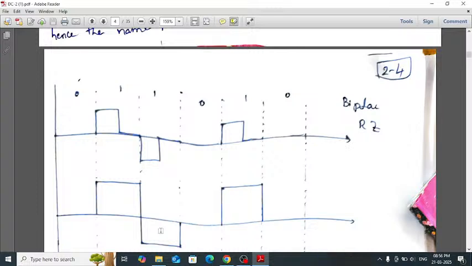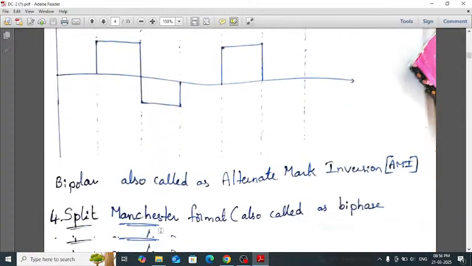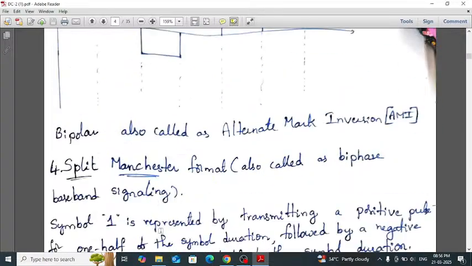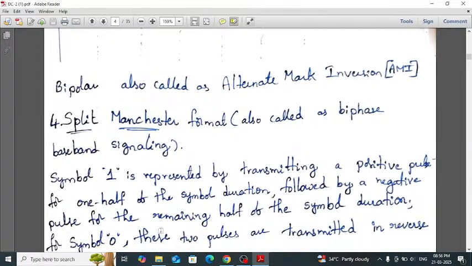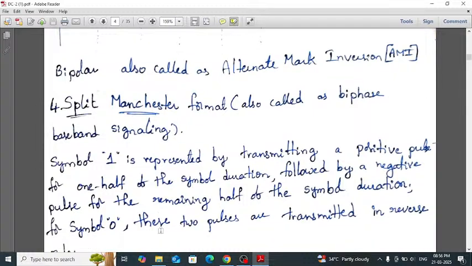Yeah, okay ma, thank you very much, Venkateswarlu. Now we will move to the next one, that is the split Manchester format. Put the side heading split Manchester format. From here onwards we will see in the next class. Split Manchester format, which is also called biphase baseband signaling scheme.